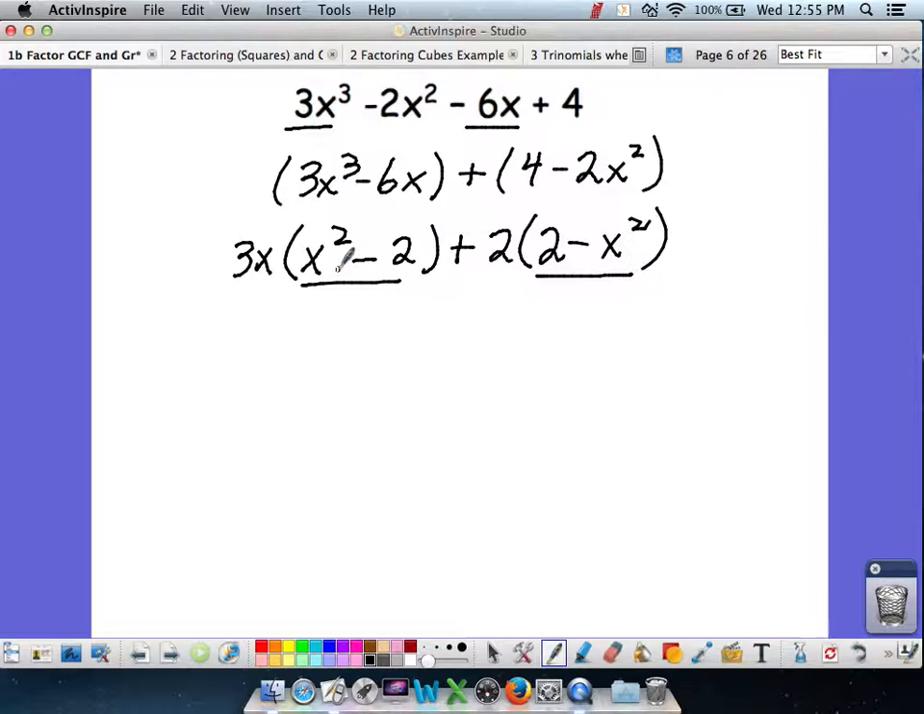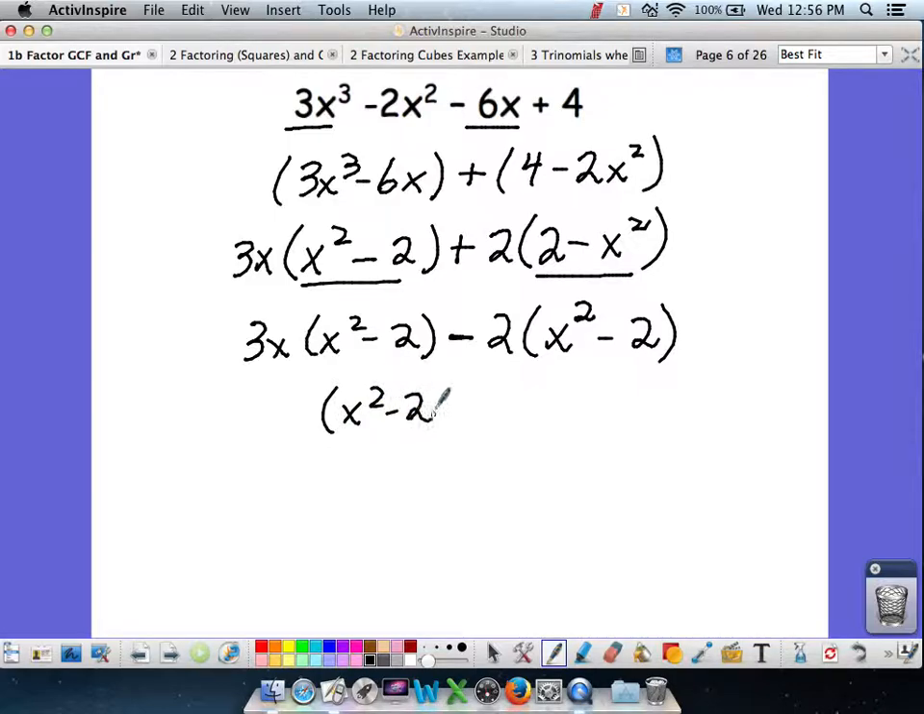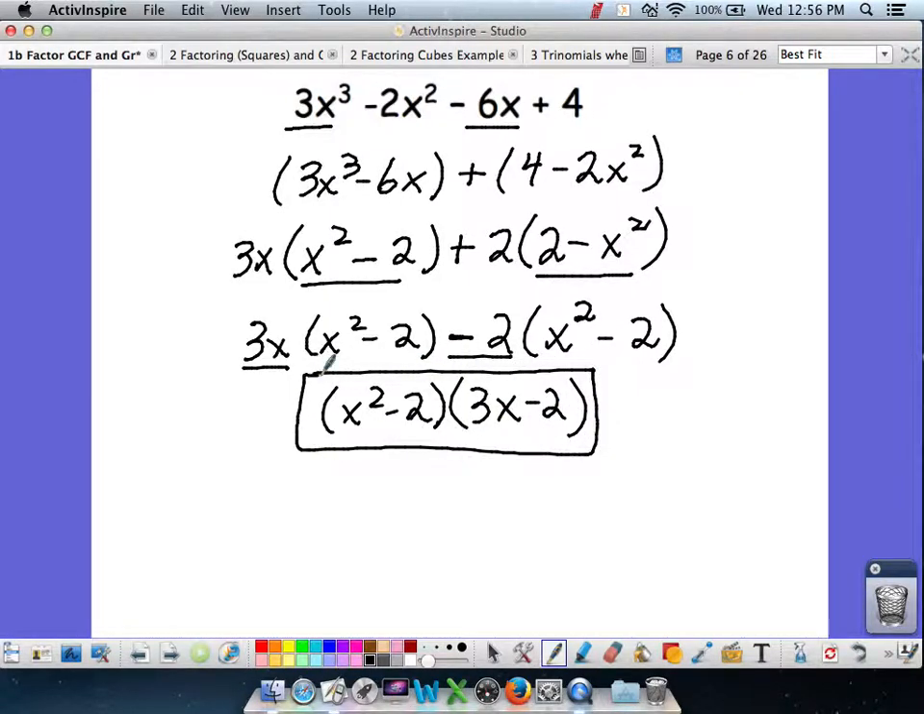So remember that when they're the same binomial with different signs, I'm going to factor out that negative 1 from my second parenthesis. So this first one will stay the same. Then the plus becomes a minus when I factor out the negative 1. And what that does is it changes the negative x squared to a positive and the positive 2 to a negative. Now I can take out that common factor of x squared minus 2, leaving 3x minus 2 as my second binomial. Easy to check, just multiply it through, and you should get the polynomial that you started with. This is factor by grouping.